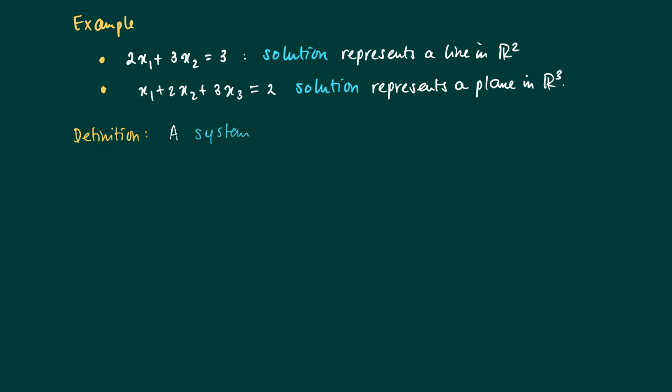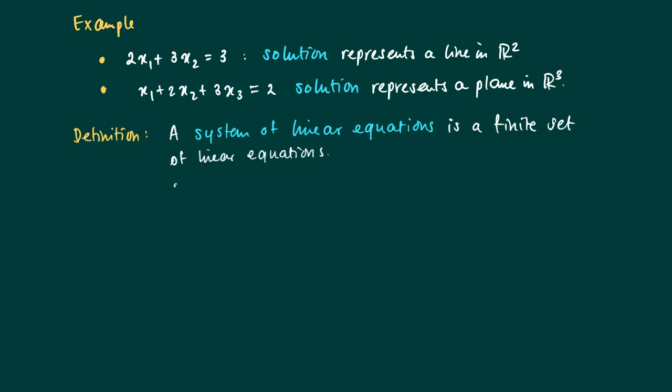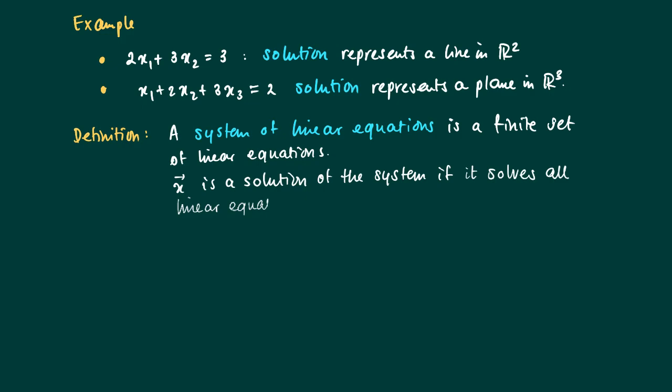Well, now, a system of linear equations is more or less just a finite set of linear equations. And x is a solution to the system of linear equations if it specifies a solution for each linear equation as part of the system. So x is a solution of the system if it solves all linear equations simultaneously.